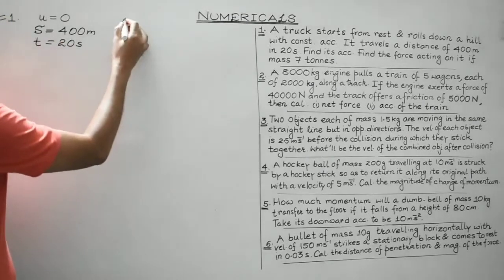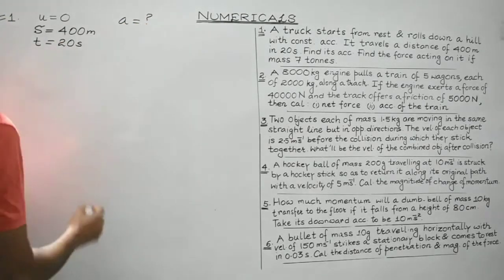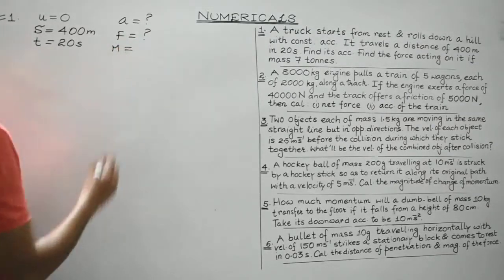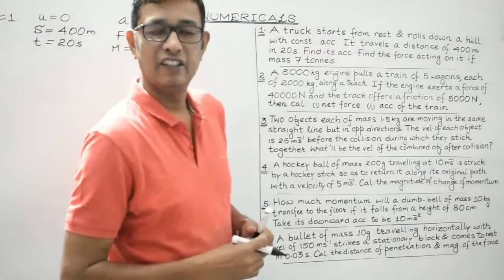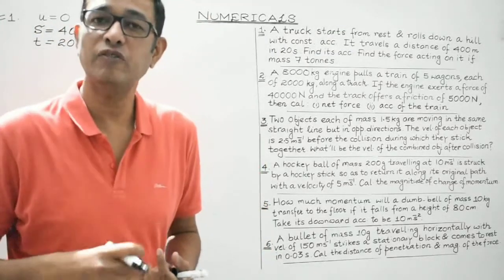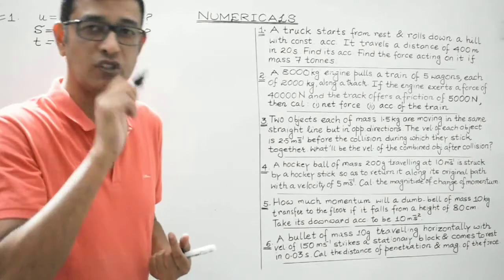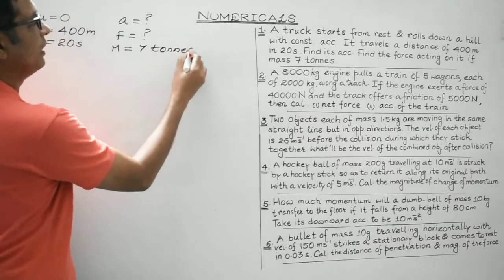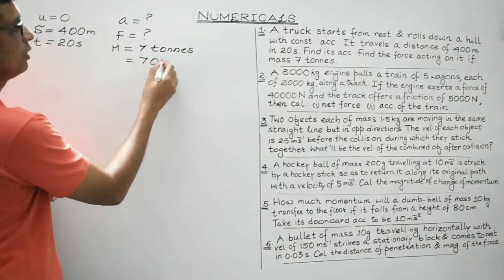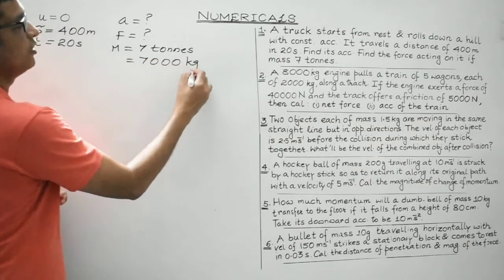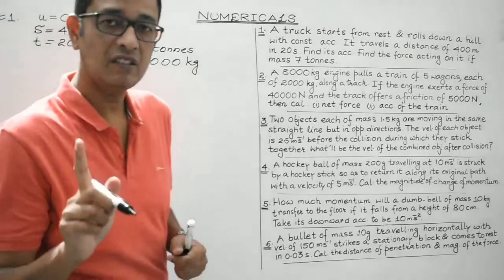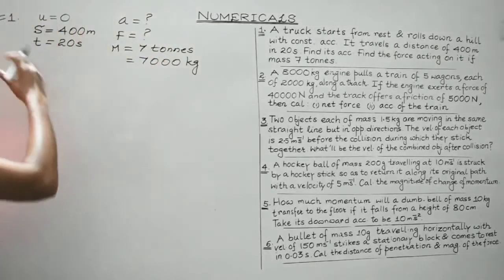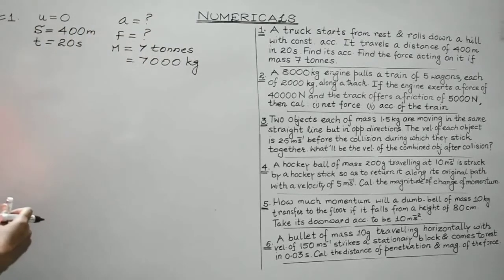Find its acceleration. A is to be determined and force is to be determined, and mass is given to be 7 tons. Here I must mention ton is the unit of mass. 1 ton is 1000 kg. So 7 tons means 7 into 1000. So it will be equal to 7000 kg. Students, remember 1 ton is equal to 1000 kg, right? So these are the given informations and acceleration and force is to be determined.